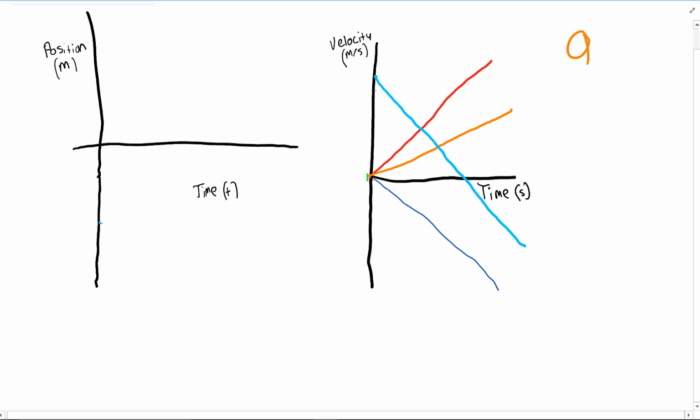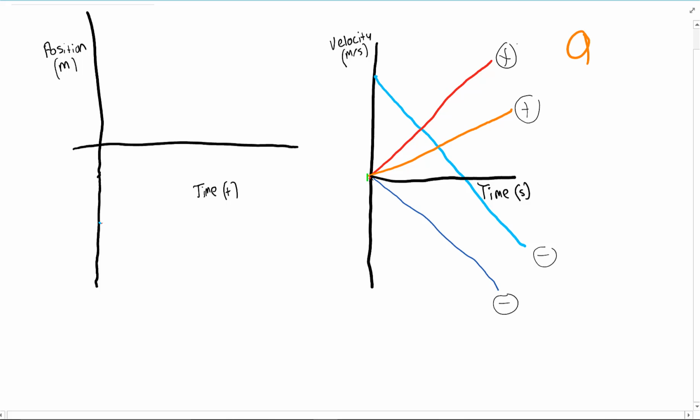The first thing that you will have to do is tell me if there's a positive or negative acceleration. That's pretty easy. Like I said, you just look at the slope. If it's slanting up, it's positive. If it's slanting down, it's negative. So this red one is positive acceleration. This orange one is positive acceleration. This teal one is negative, and this blue one is negative.